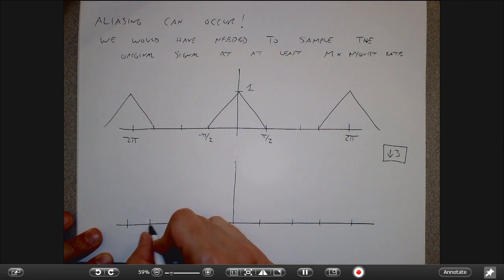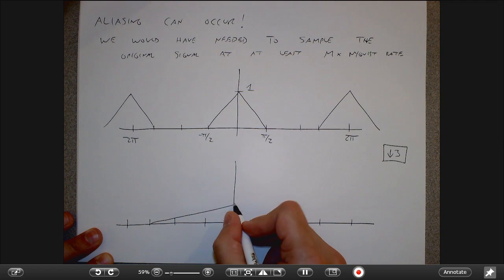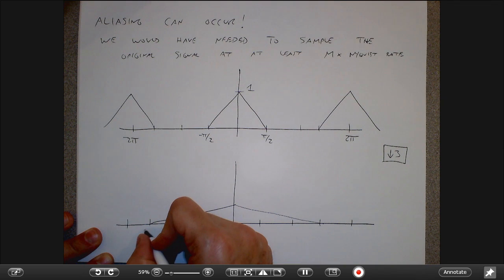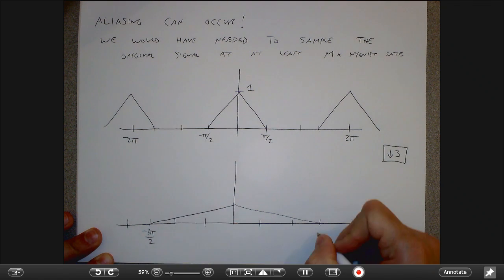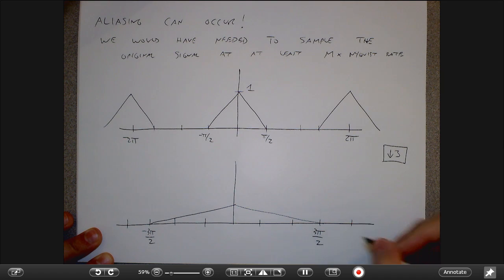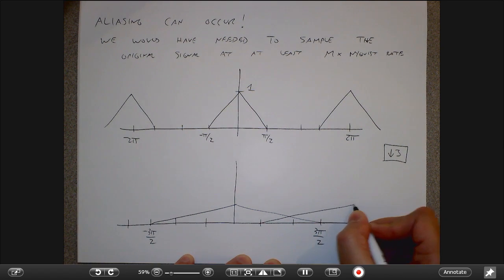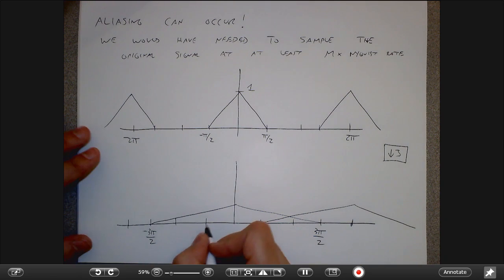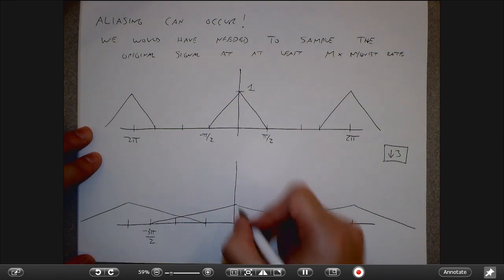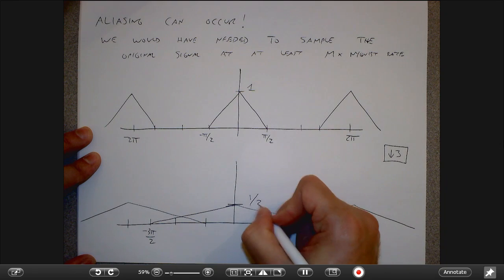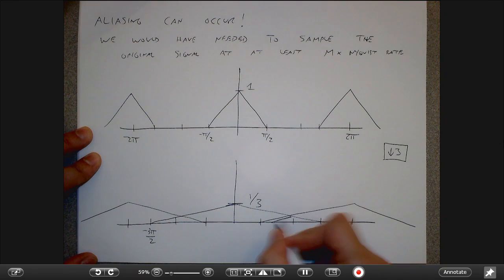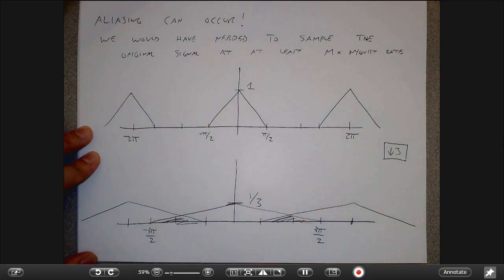And so my new signal's DTFT is going to look something like this. And this guy here is definitely going to be overlapping when I do the copies, right? So the new height of this is going to be 1 over 3, and there's going to be serious aliasing happening over here.